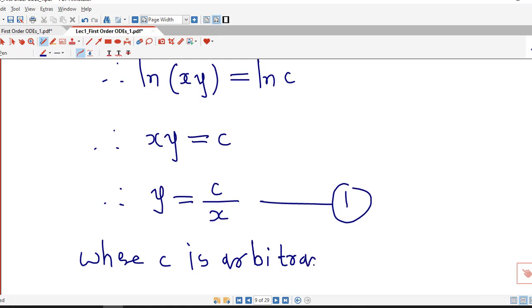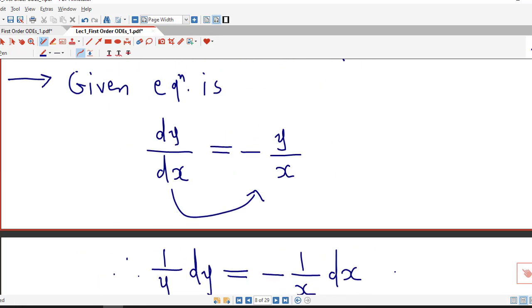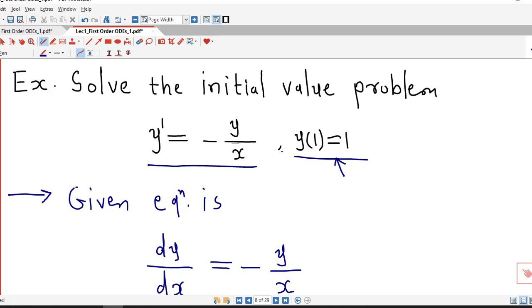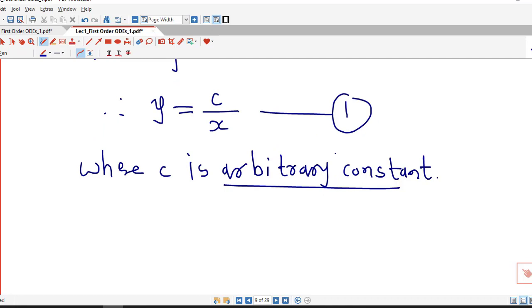So there are infinite number of solutions corresponding to different values of this arbitrary constant c. Among those infinite number of solutions, we are interested in that solution which satisfies this initial condition y of 1 equal to 1. So here when x is 1, y is 1. So we use this initial condition in this general solution 1.